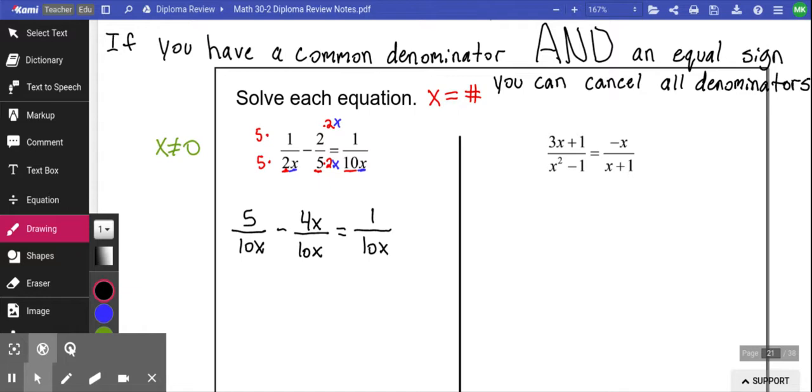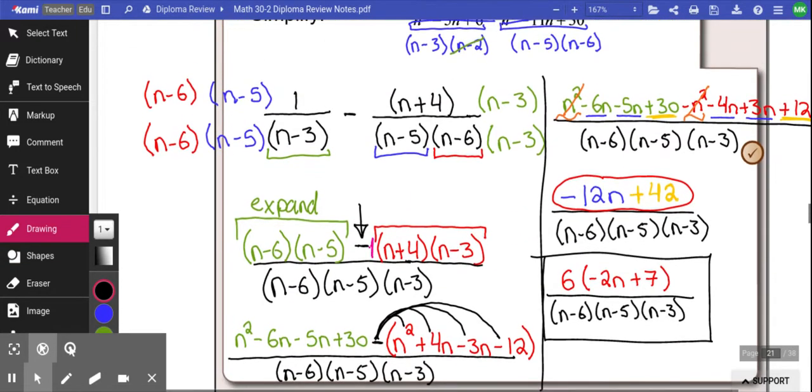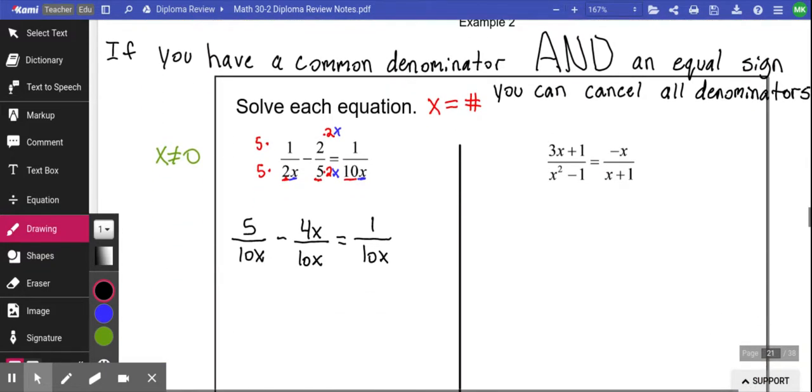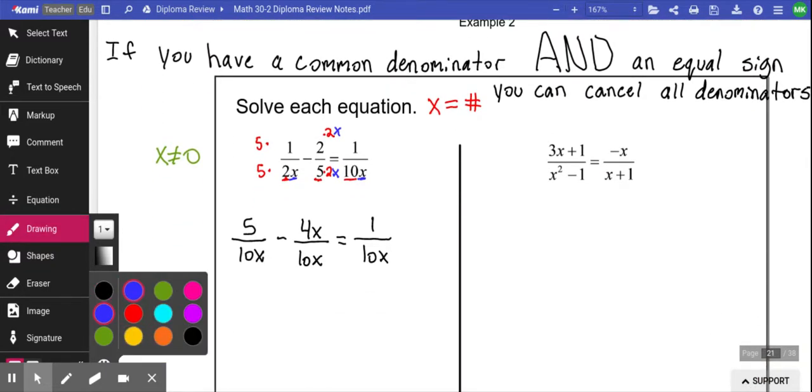Now that you know how to spell cancel in Tennessee, the rule we were trying to get to is if you have a common denominator and an equal sign. So don't mess that up. Like when we're doing adding, subtracting, we do have a common denominator, but not an equal sign. If you have a common denominator and an equal sign, you can cancel out all the denominators, which is actually brilliant because then all you have for a question is 5 minus 4x equals 1.